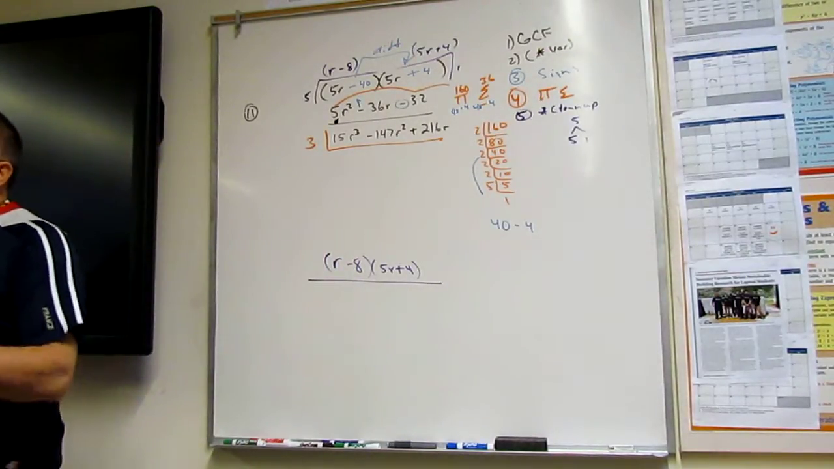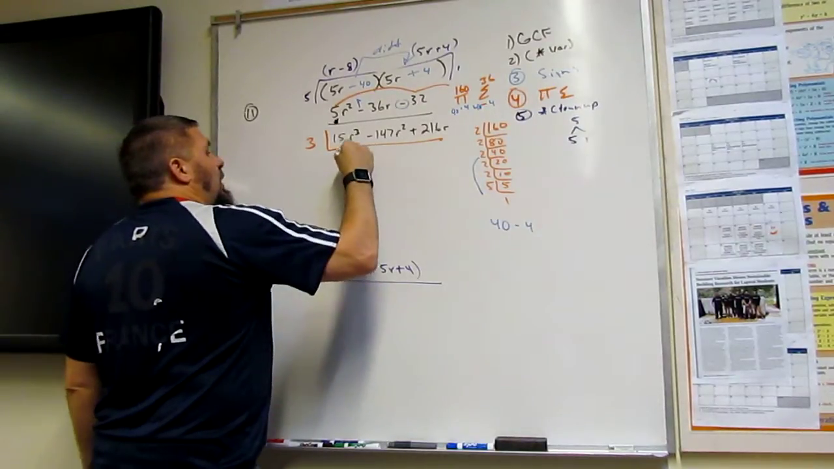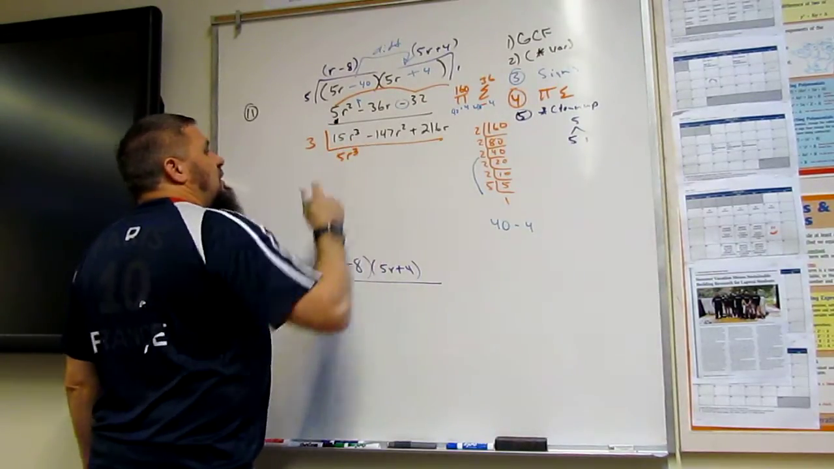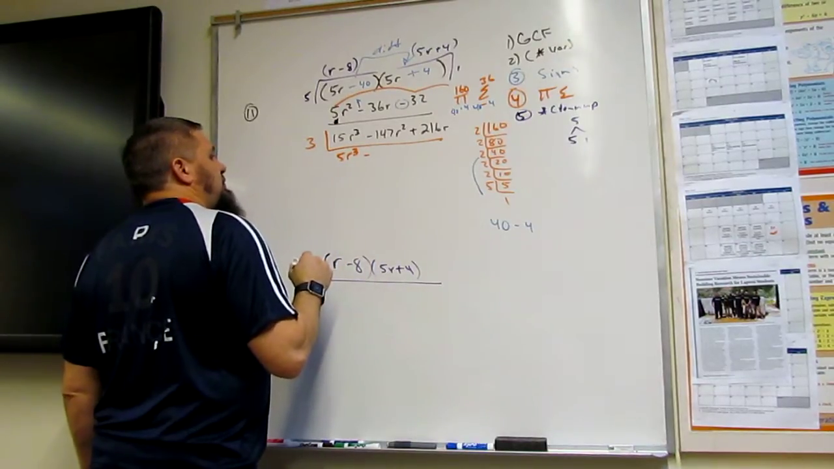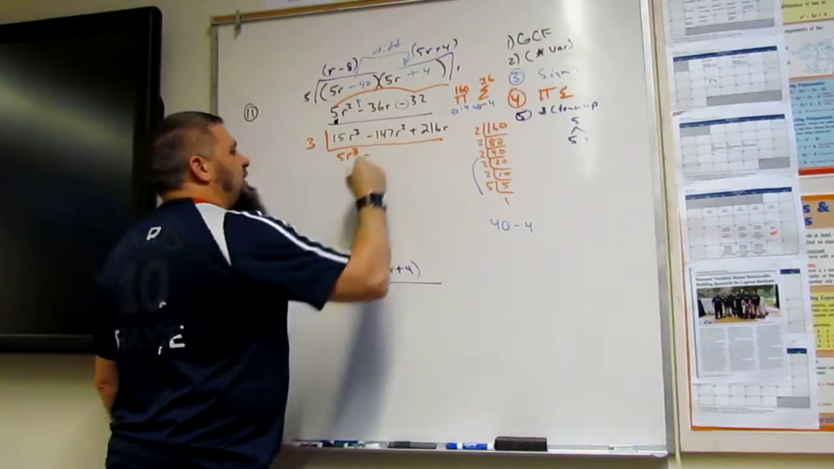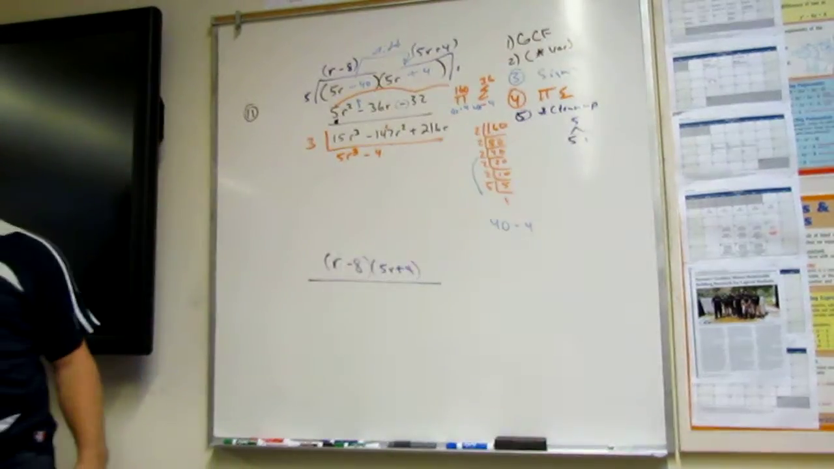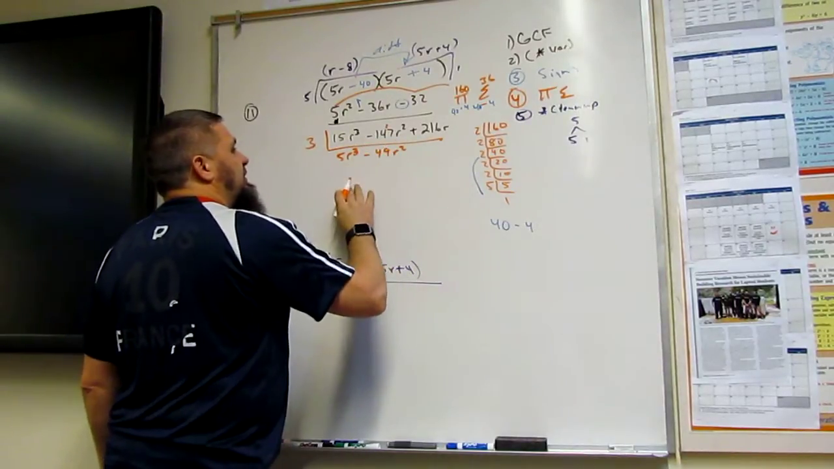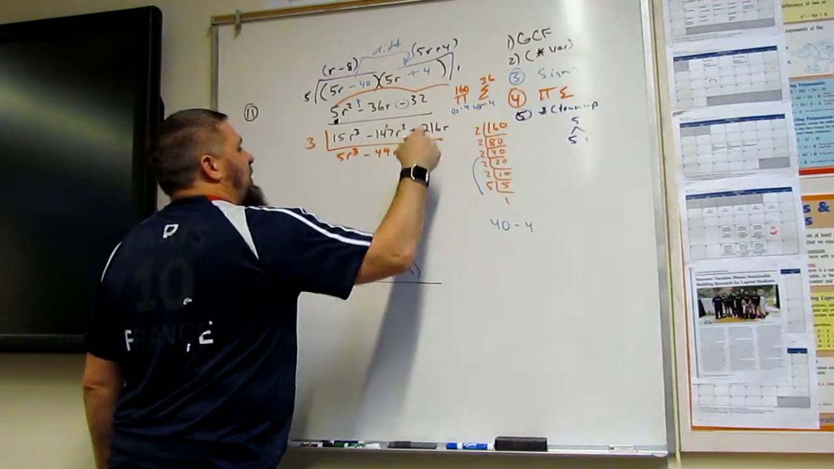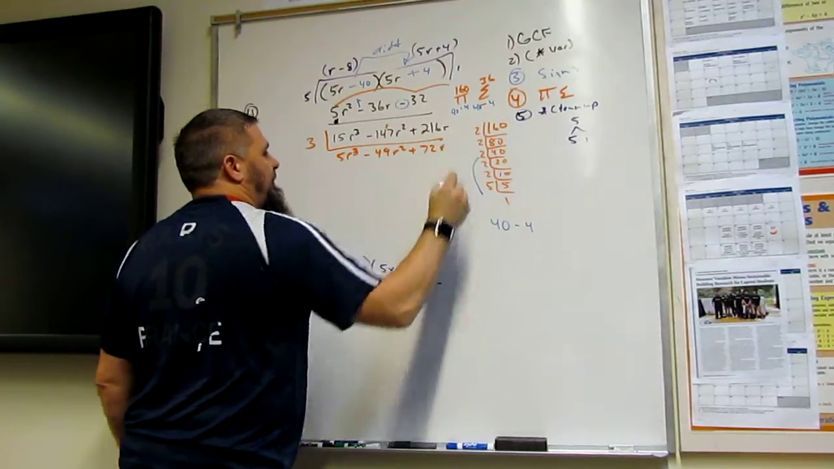3 goes into 15 5 times, 5r cubed. Okay. 3 goes into 147. Well, 3 goes into 14 4 times, right? With 2 left over. 3 goes into 27 9 times with r squared left over. 3 goes into 21 7. 3 goes into 6 twice, right?